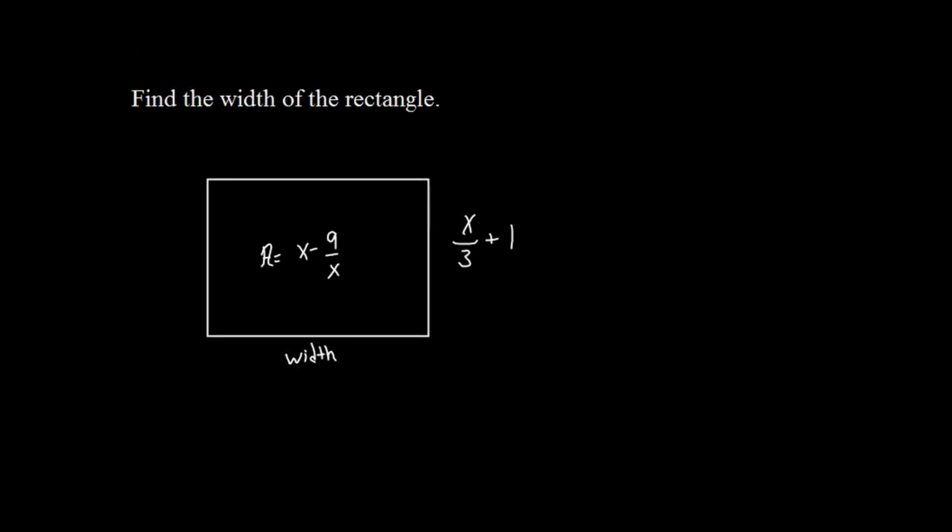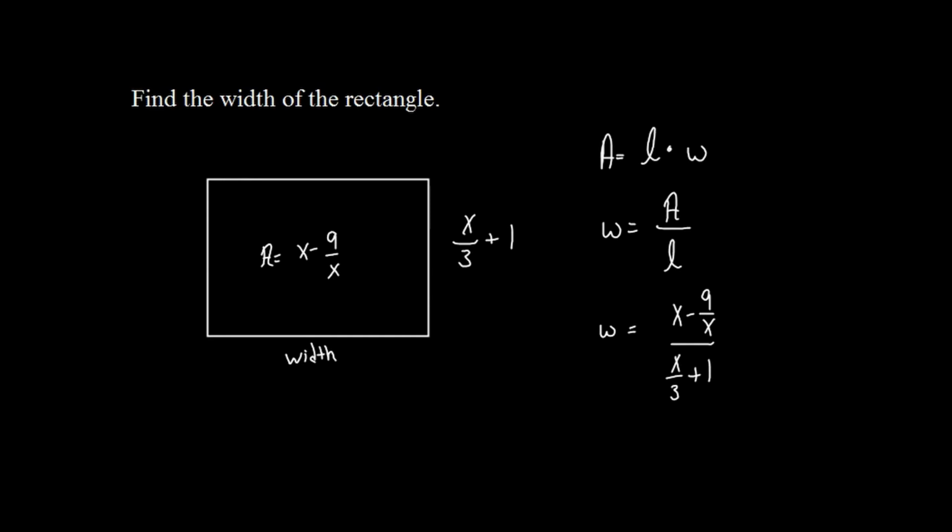In example 2, we're asked to find the width of the rectangle. So the area of a rectangle is base times height, or sometimes it is phrased in terms of length times width, as in this example. So the width of the rectangle will be the area divided by the length. So the width will be (x minus 9) over x divided by (x over 3 plus 1).